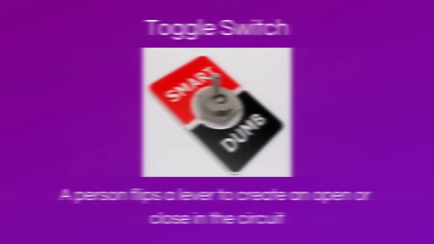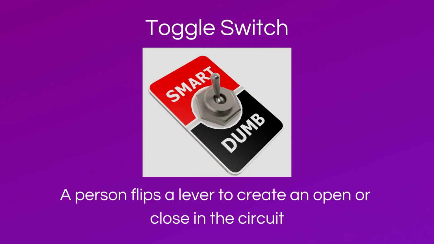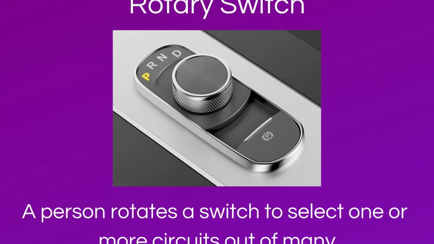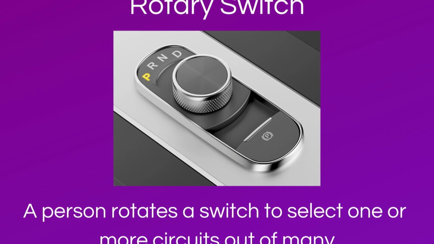A toggle switch uses a lever to create an open or close in the circuit. Unlike a push-button switch that will spring back to its original position after you press it, the toggle switch will remain in the position it was moved to and will only move back to its original position if someone moves the lever again. A rotary switch is operated by rotation.